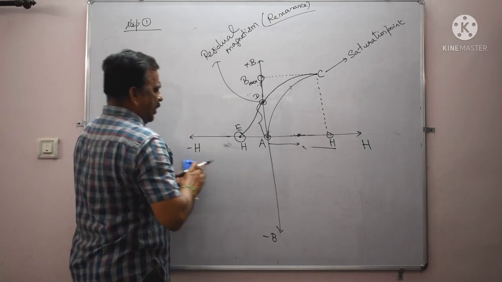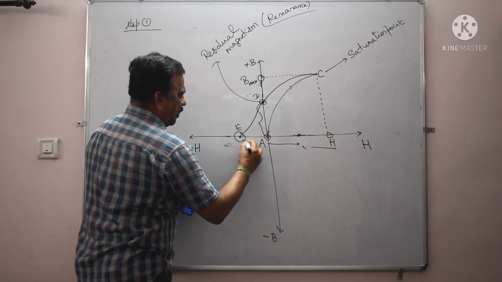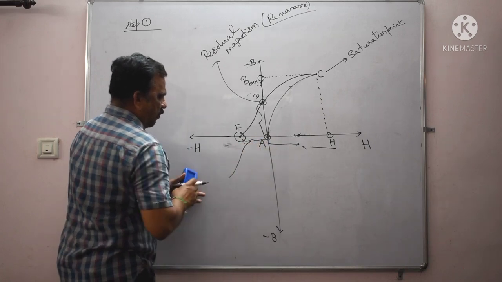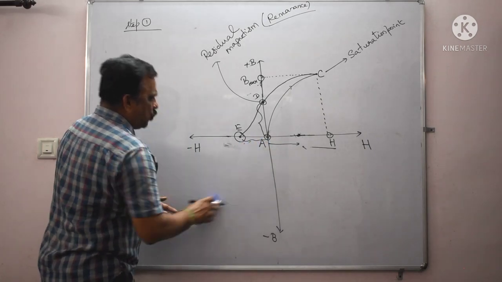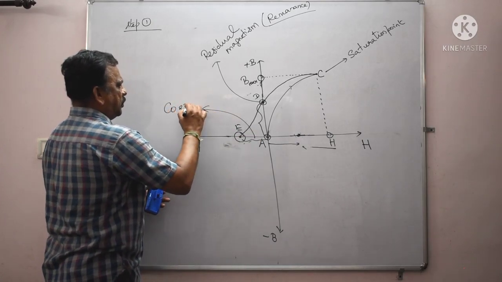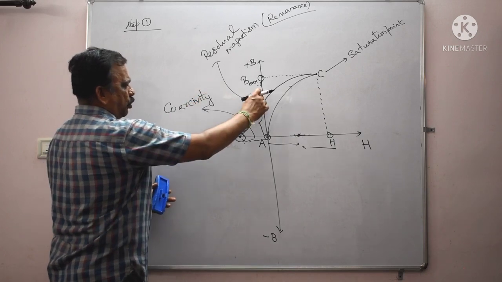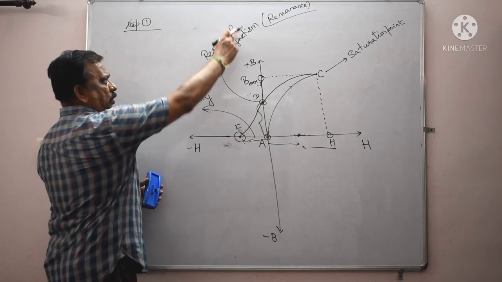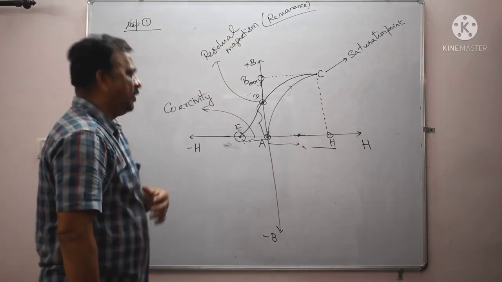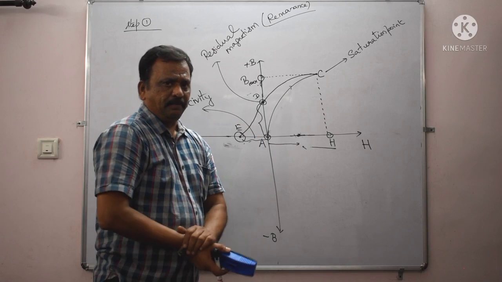So coercivity is the value of magnetizing field applied in the reverse direction for which the residual magnetism retained by the specimen becomes zero. So the portion AD refers to residual magnetism or remanence and the portion AE refers to coercivity.